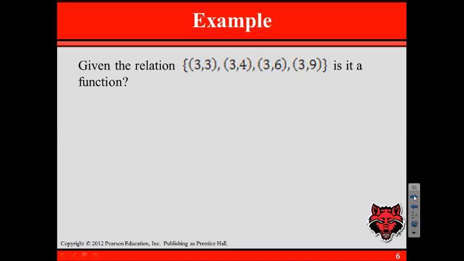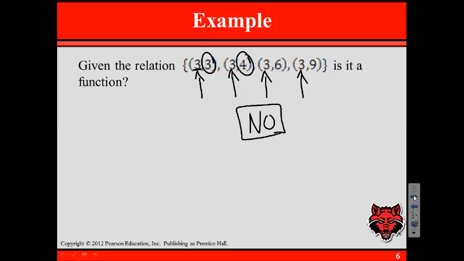Let's try another example. Again, we have a set of ordered pairs, (3, 3), (3, 4), (3, 6), and (3, 9). This relation will be a function as long as every x goes to exactly one y value, or we can't have any repeated x values. So as we go through, our first x value is 3, 3 again, 3 again, 3 again. Because 3 shows up more than once, that would be fine if it mapped to the same y value every time. But because we have 3 mapping to 3, but 3 also mapping to 4, this is not a function.